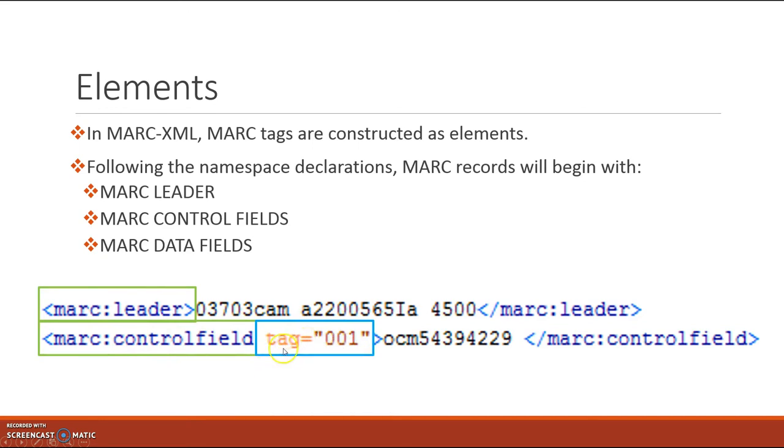That attribute is the tag, and its value is which tag it's referring to. In this case 001, which is usually a system number. Then we have our value of it in here. So this is how you will structure your elements and their values within MARC.